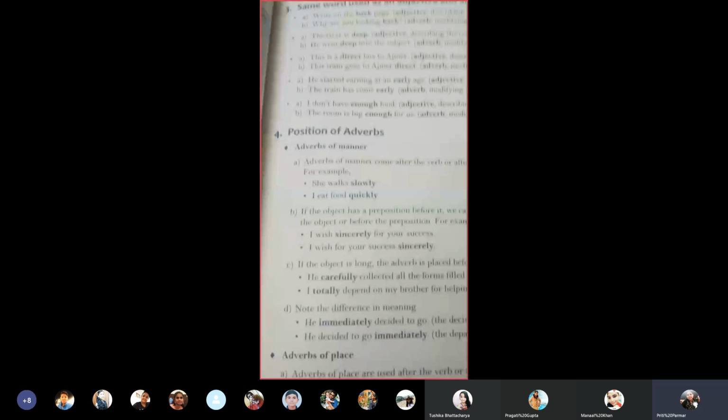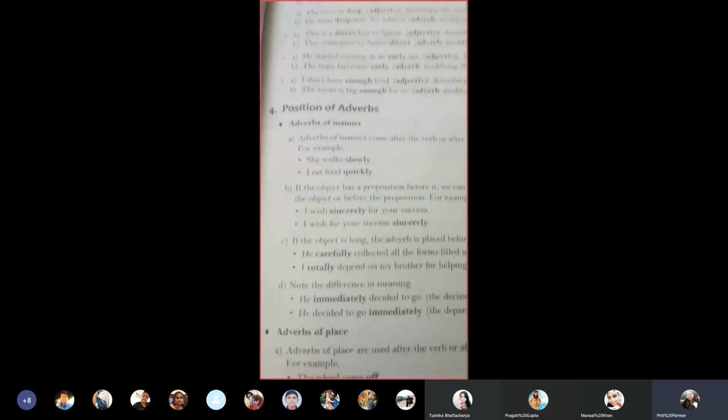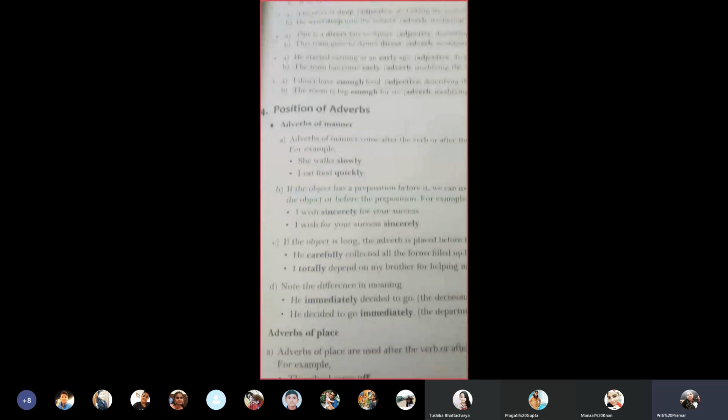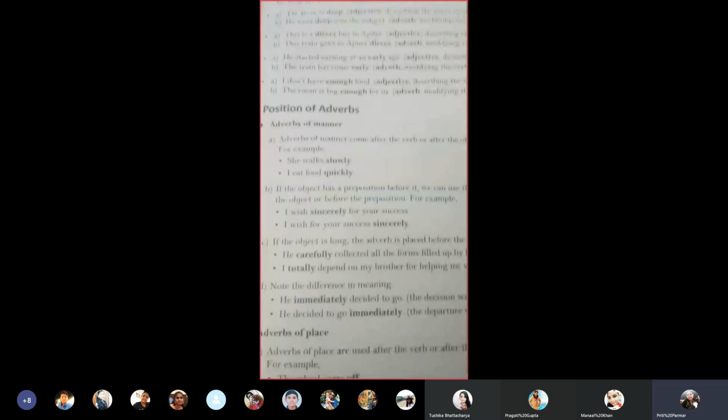Then come to B. If the object has a preposition before it, we can use adverb either after the object or before the preposition. Now see, I is the subject, wish is a verb. Now sincerely, for your success. Now, for is a preposition, and they are saying it can be used before a preposition, and sincerely is the adverb. So the sentence will be I wish sincerely for your success.